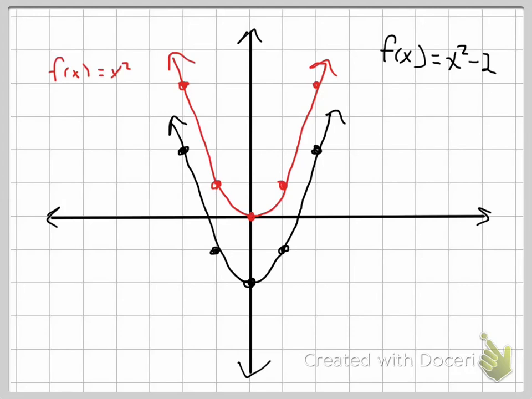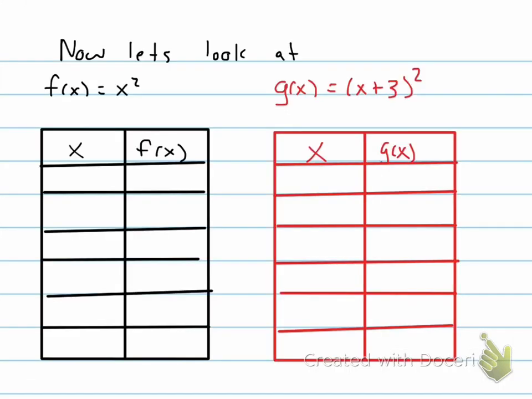That's how you could graph something. Anytime you don't know how to graph something, make a table. I'll pause here. Now let's look at this. f of x equals x squared, and g of x equals x squared plus 3. Try and fill out this table on your own, and I'll pause it here.